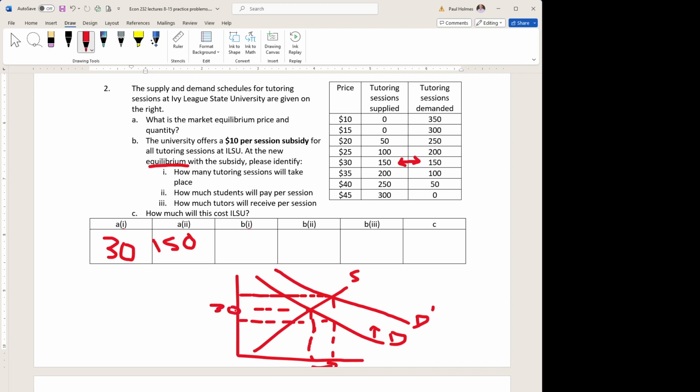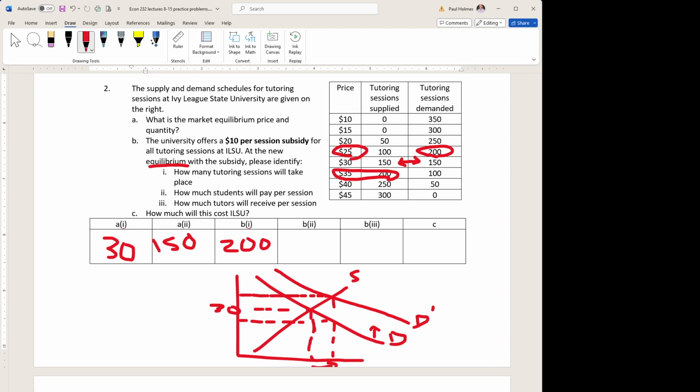Okay, so our price was 30. The price the sellers get is going to go up. 35 and 200 looks like it makes sense. And the price buyers pay is going to go down, 25 and 200, and we've got quantities that match. So that must be our new equilibrium here. How many tutoring sessions? 200.